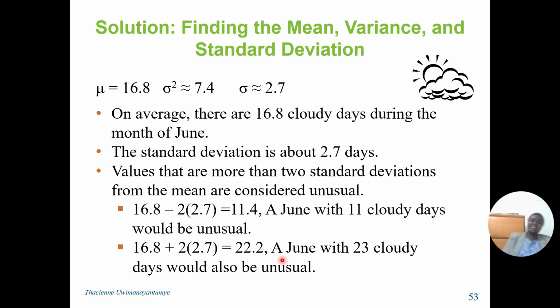I don't know if it's correct in the US. So those who are watching from the US, is it correct? Is it normal to have 16 cloudy days in June? But is it also unusual to have less than 11 cloudy days? So how many approximately? Those who live in the US, type in the comment and let us know how the weather is there in June.